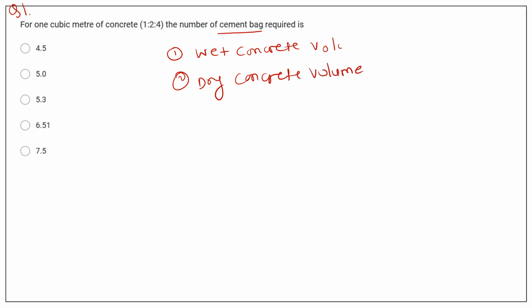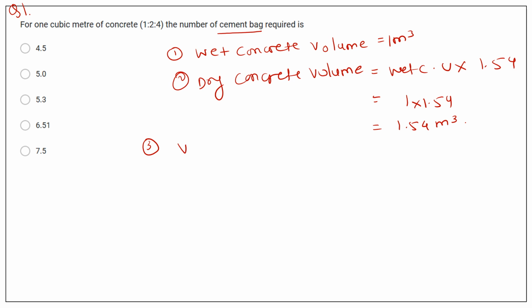So here the volume of wet concrete is 1 meter cube, and dry concrete volume is wet concrete volume into 1.54. So here the dry concrete volume is 1 into 1.54, which is equal to 1.54 meter cube. To calculate the cement bags, first we need to know the volume of cement required.